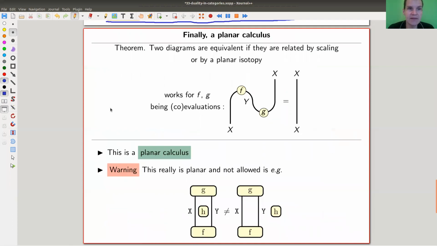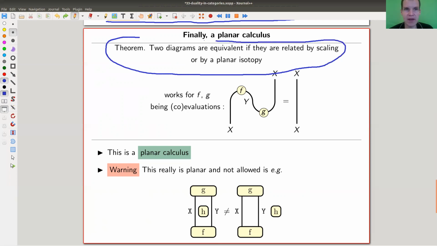Yeah, and let me just finish by showing you the power of this calculus. The calculus is really powerful. So here's a statement about pivotal categories formulated in a topological way. Two diagrams are equivalent if they're related by scaling, which is something we like because it's no problem, or by planar isotopy. So now we really have a planar calculus, right? You can really pull your strings around. It's really, really powerful.